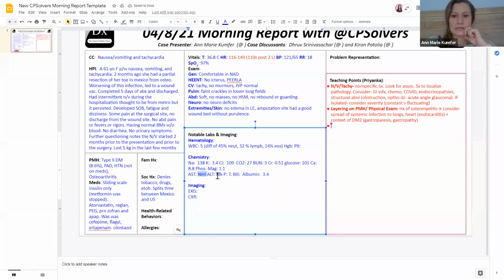The UA had a specific gravity of 1.010 and otherwise was completely normal without abnormalities. The CRP level was 25. Did not have a comparison from last hospitalization. The SED rate was 35. Again, no comparison from last hospitalization.